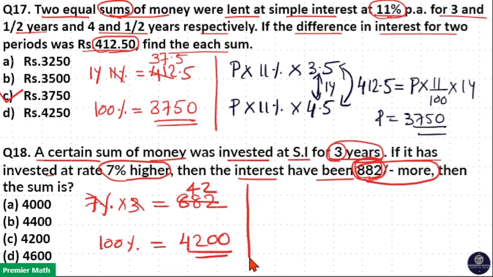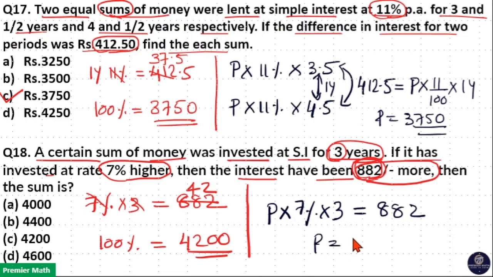That is, let us consider sum as P here. So, principal P at 7% per annum for 3 years, interest received is equal to 882. So, 882 is the interest received for the sum P at 7% per annum for 3 years. Then, P is equal to 4200. So, option C is your answer.